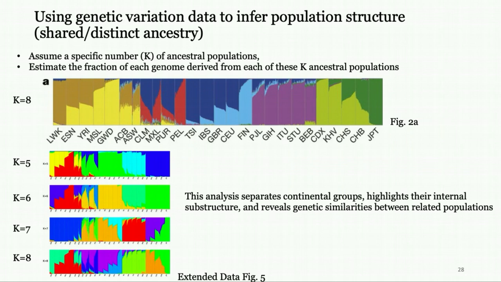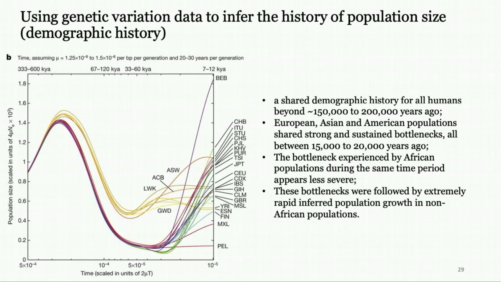So the number of ancestral populations is arbitrary. You can set as many as you want. But doing this kind of analysis can help you understand how populations are closely related to each other. You can also infer the demographic history of each human population. For example, for the African population, for any population, you can infer the population size of that specific population over history.